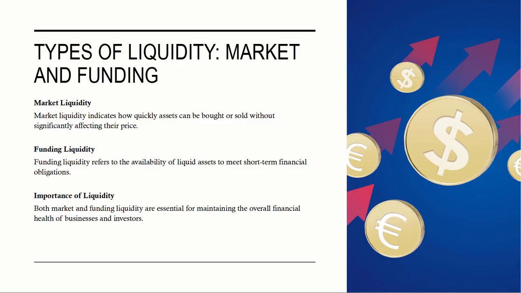Types of liquidity, market and funding. Market liquidity. Market liquidity indicates how quickly assets can be bought or sold without significantly affecting their price. Funding liquidity. Funding liquidity refers to the ability of liquid assets to meet short term financial obligations. Importance of liquidity. Both market and funding liquidity are essential for maintaining the overall financial health of businesses and investors.